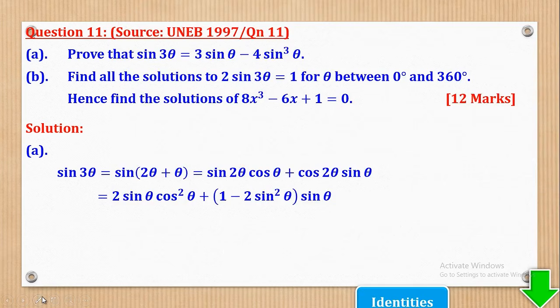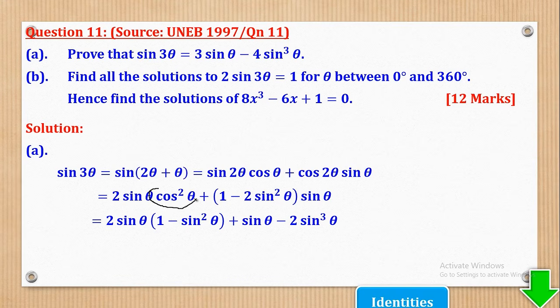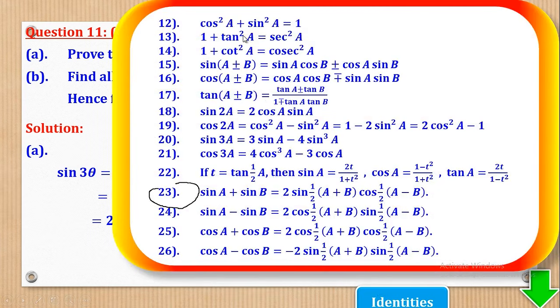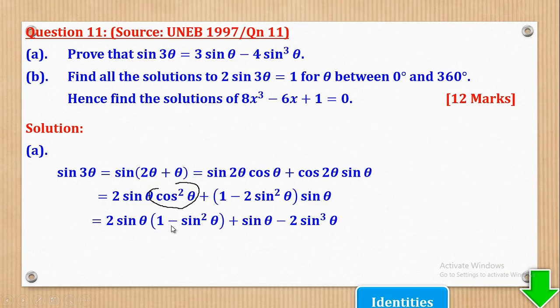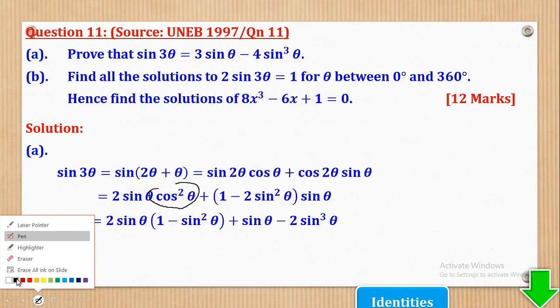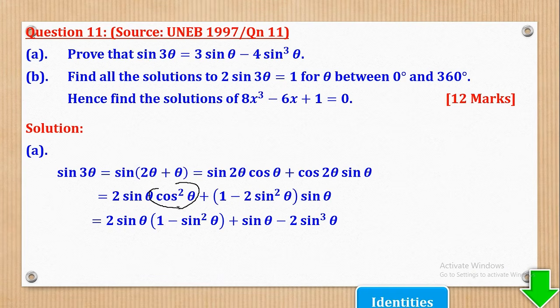Okay, so now next is to open brackets. When I open brackets, I also change this one, because this one is still in cos, but we don't want cos. So we have to go back and remember the very first identity, that cos squared theta will be equal to 1 minus sine squared theta, and that is what we are writing here.